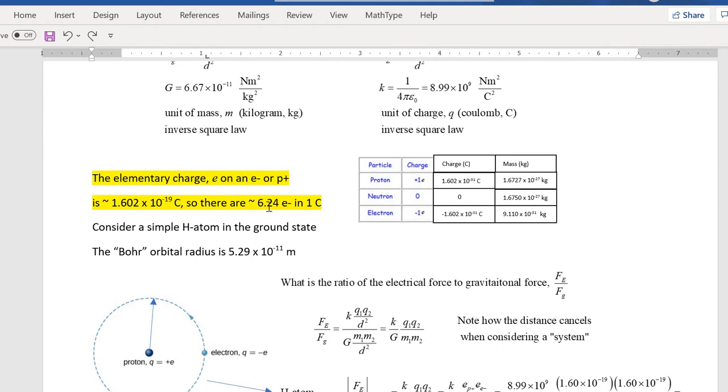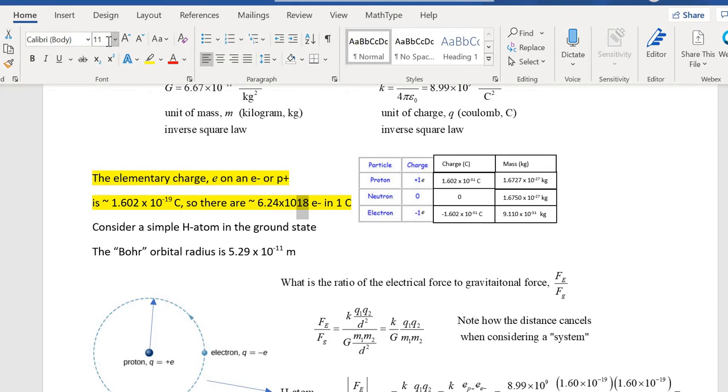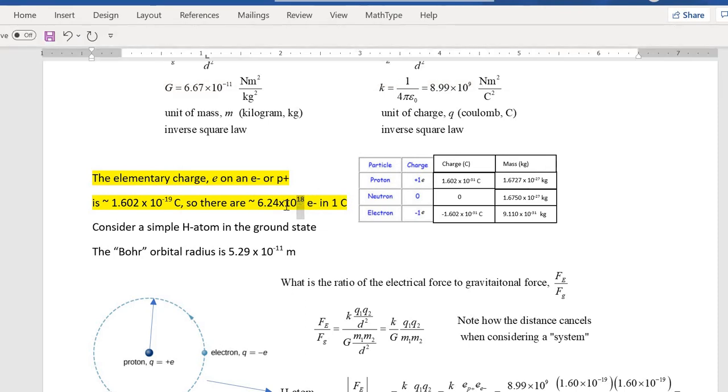Now, the question would be, how many electrons or protons would it take to make up a coulomb of charge? Well, if you invert that number, if you take 1 over it, you'll see that it's 6.24 times 10 to the 18. So that is the number of electrons or protons in a coulomb. So 1 coulomb has about 6.2 times 10 to the 18 electrons. So a coulomb is a pretty big wallop of charge. That's a pretty big charge.